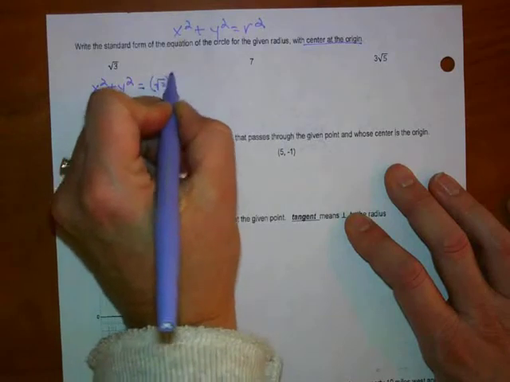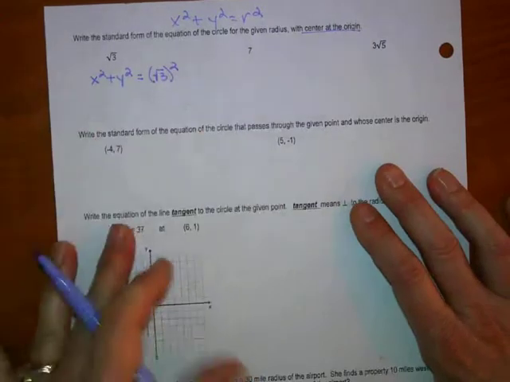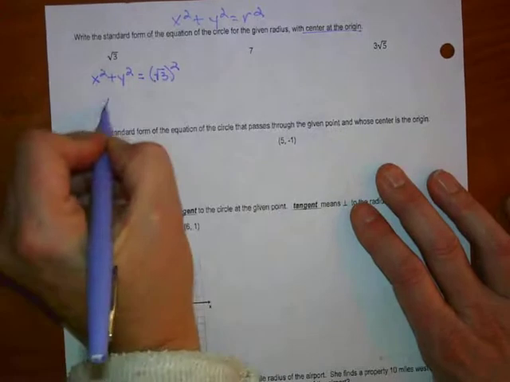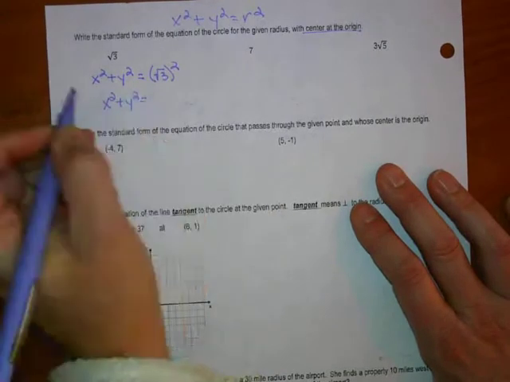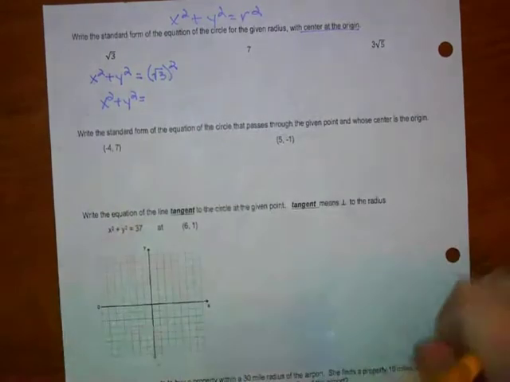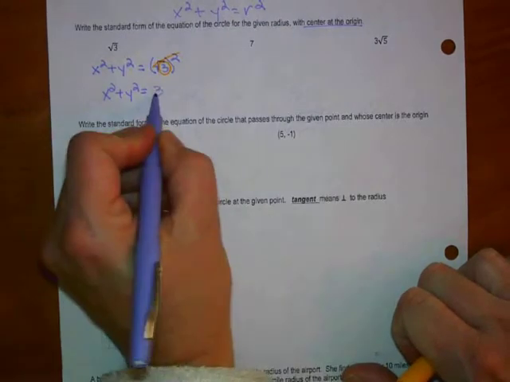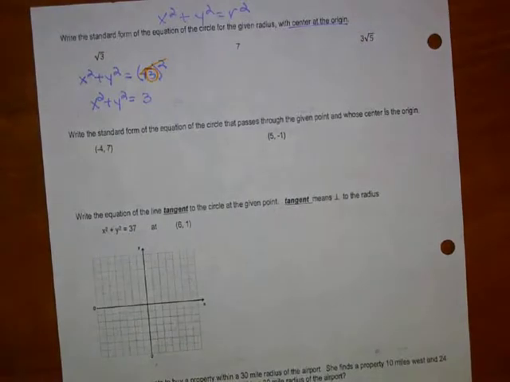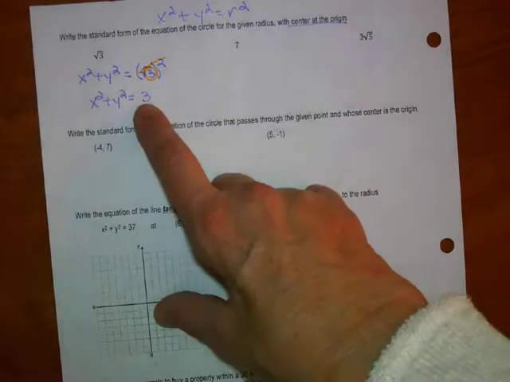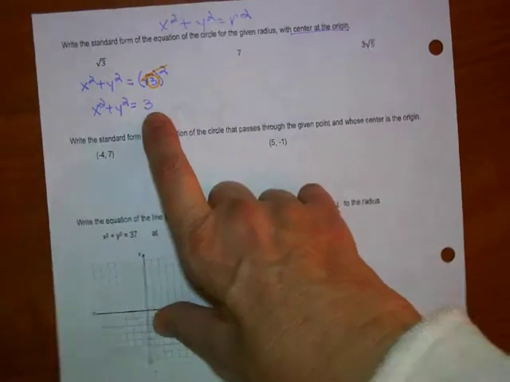Square root of 3 squared, because this is the radius. It's not squared, so I got to square it. And then I got to make it pretty. Can't just leave it like that. Remember what this means? This means the square root of 3 times the square root of 3. Or you could just remember that square and square root cancel each other out, and you're left with what's inside there. So you would put a 3 here. Now you may think that might look a little funny, but this is my radius squared, because this was my radius. When it's squared, it's 3. So that's the right form.